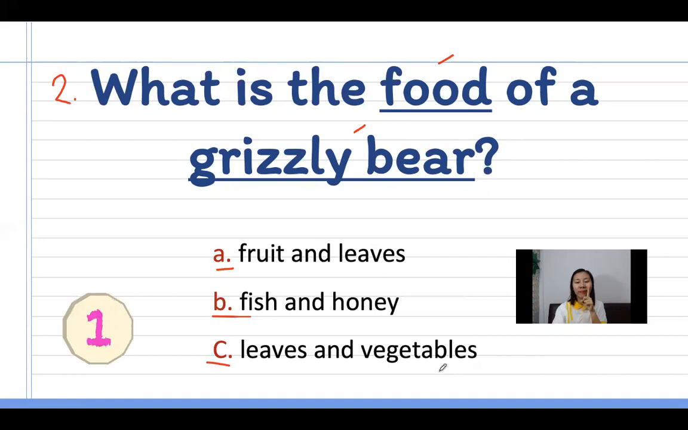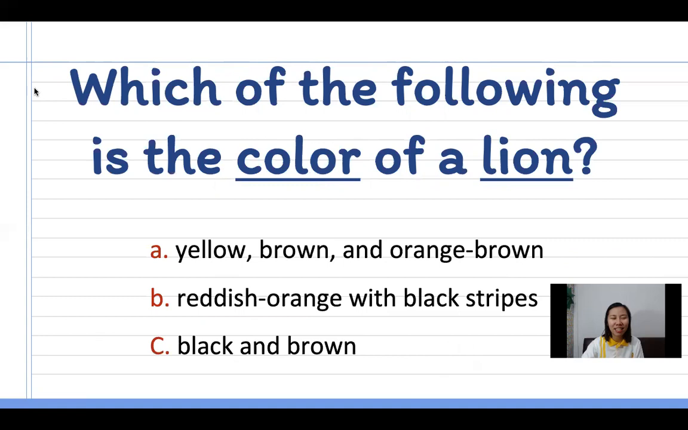Number three. Okay, easy, very easy, relax. All right, number three. Which of the following is the color of a lion? A, yellow, brown, and orange brown. B, reddish orange with black stripes. C, black and brown. Again, which of the following is the color of a lion? A, yellow, brown, and orange brown. B, reddish orange with black stripes. C, black and brown.